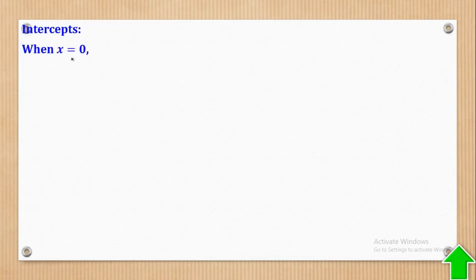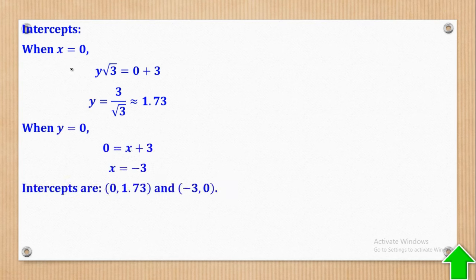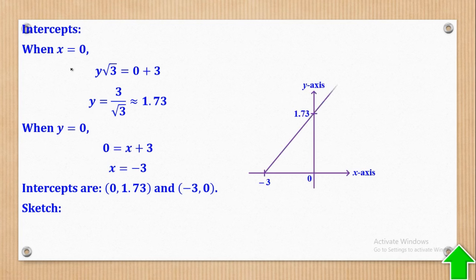So we shall come here and use the intercepts. When x is 0, y will be that, and when y is 0, x will be that. Therefore the intercepts are those ones, and those are the ones we shall use to draw our line. So come and draw the axes and show the necessary points, then draw a line passing through those two intercepts.